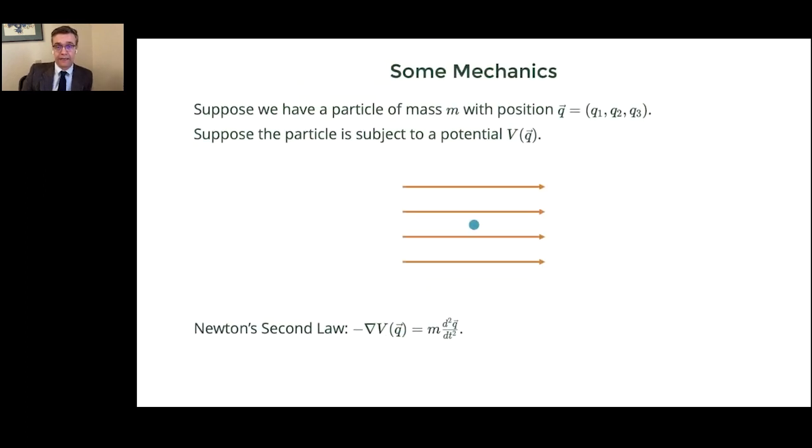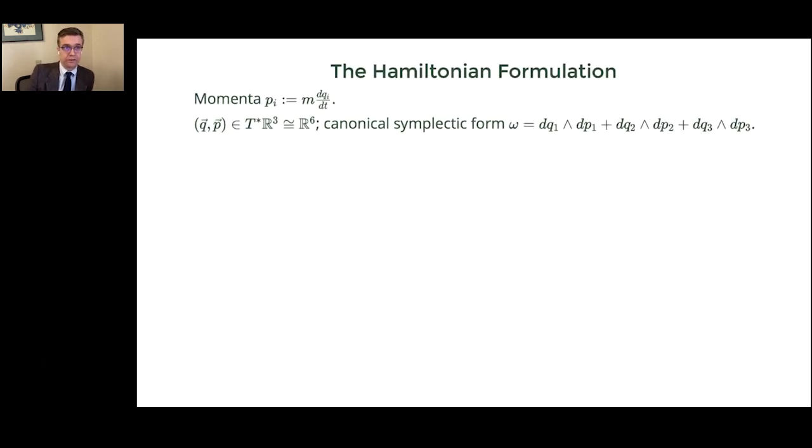All right. This originally came from mechanics, so I'm going to have a very simple system where I have a particle with mass, subject to some potential. And Newton's second law, F equals ma, tells me that minus the gradient of the potential is equal to mass times the acceleration, the second derivative of q. Okay, so now let's do this in a Hamiltonian way. We're going to introduce momenta, so m times the velocity.